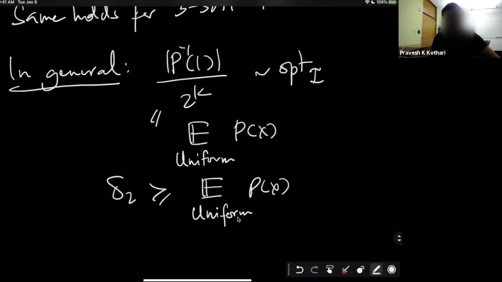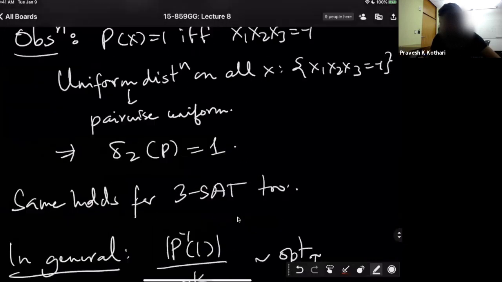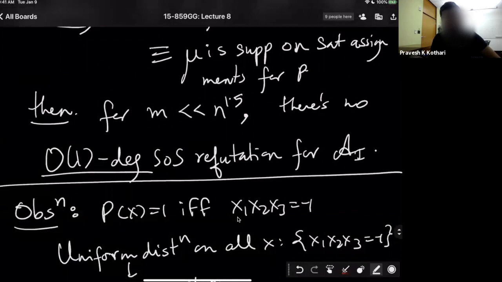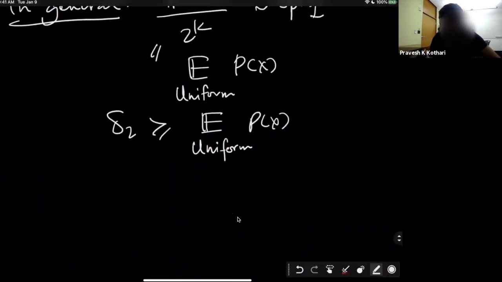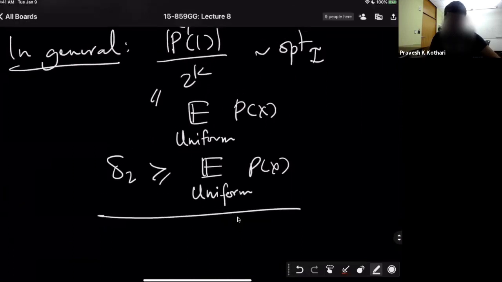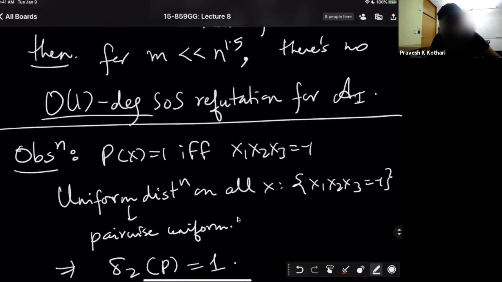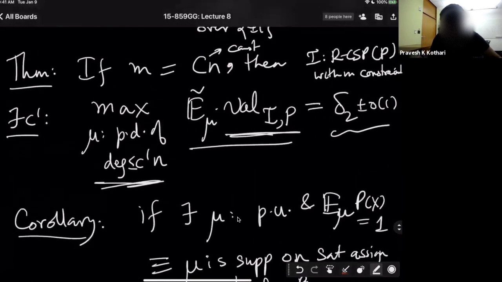If it's the same, then in fact, the statement is saying that you will be able to prove the right value, in fact, to construct a refutation in polynomial time. But if delta 2 happens to be significantly larger, in fact, delta 2 happens to be 1, while the expectation of P under the uniform distribution is always the probability 1 over 2 to the K, then you have a gap, as in, sum of squares does something much worse than what the true value would be. Yes, hopefully I fixed the statement here now.